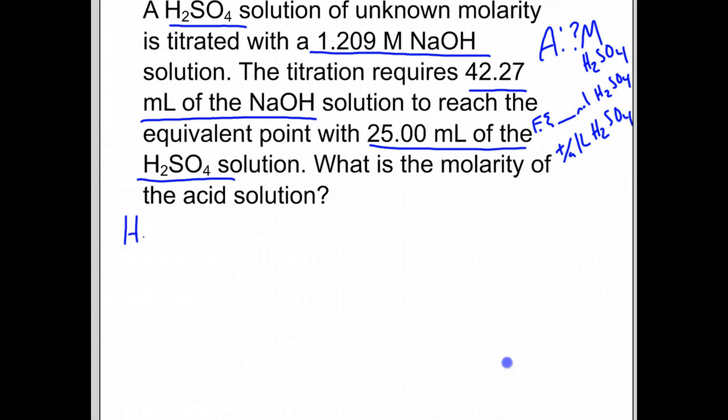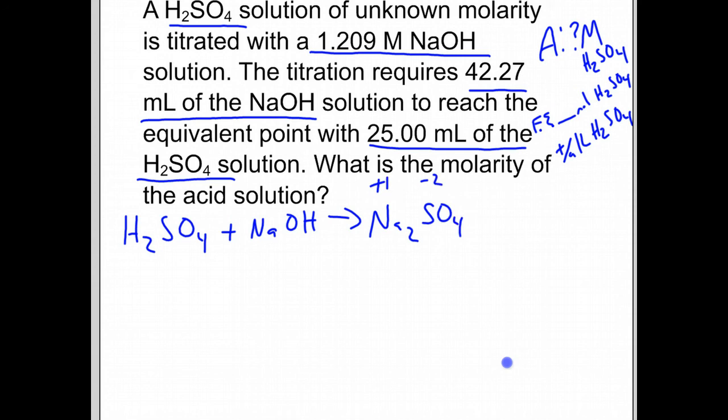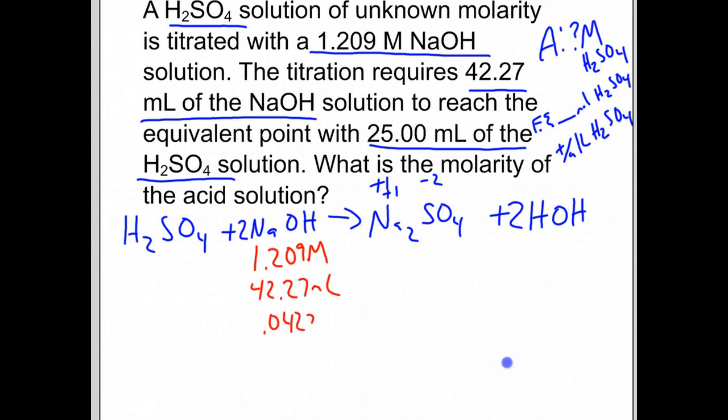Okay, so let's write out our balanced equation. We've got H2SO4 plus NaOH, and that's going to go to Na2SO4, because this is a +1 and this is a -2, so we need 2 +1s to balance out that -2, plus HOH. I've got a 2 here, and I need a 2 here. Okay, so far so good. We've got 1.209 molar of this, and we said that we got 42.27 milliliters of it, which is 0.04227 liters. And then we've got 25 milliliters of this, which is 0.025 liters.